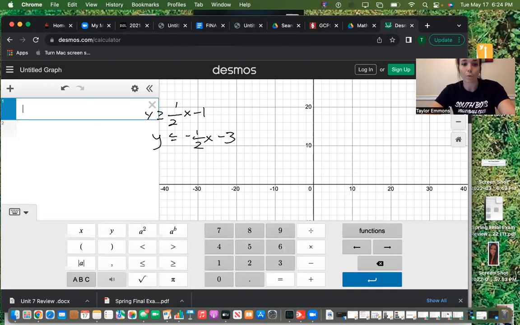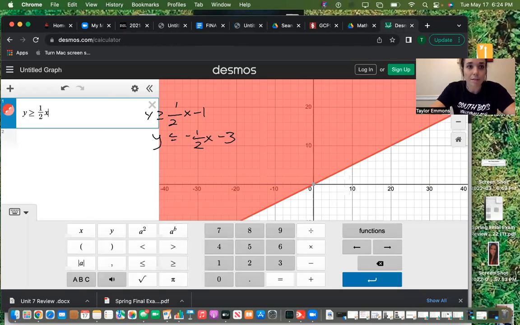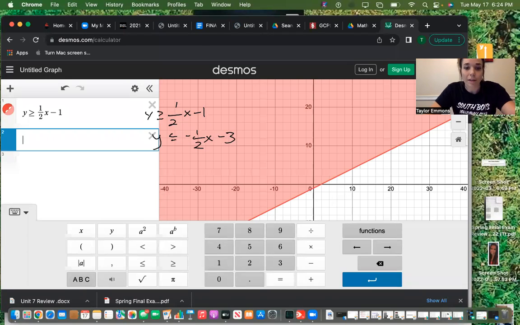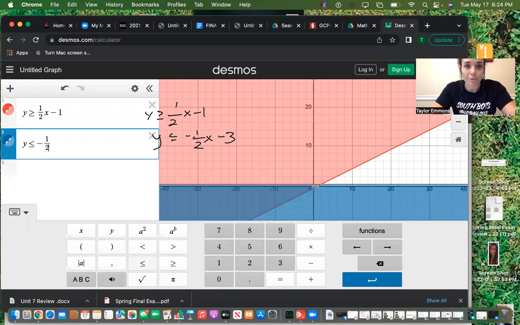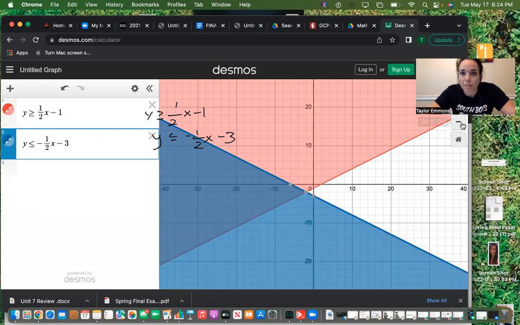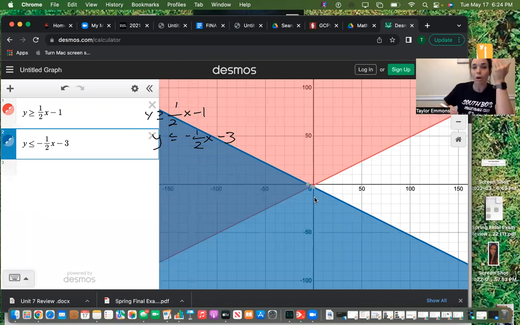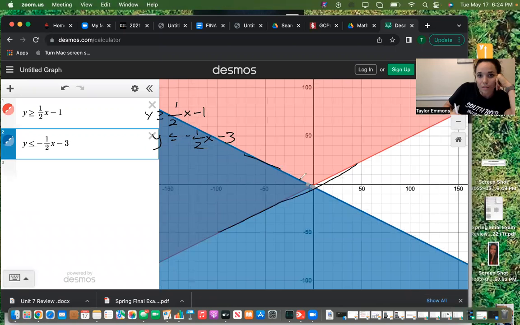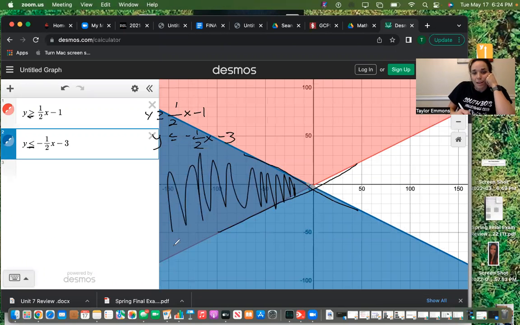You're going to go y is greater than or equal to 1/2 x minus 1. On the next one, you've got y is less than or equal to negative 1/2 x minus 3. Let me zoom out because I know that's messy. What you'll draw on your paper is a sketch of those 2 lines, and they'll be solid because there's a line underneath. The only shaded region that you want to include is this part, because that's where they cross over.